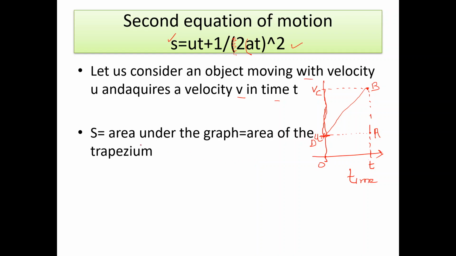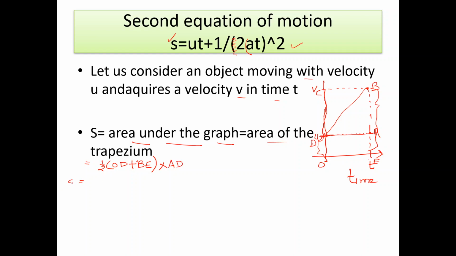You know, displacement in a v-t graph, how do you find it out? Displacement is given by the area under the graph. So what is this figure? Trapezium. You all know the area of the trapezium: it is half into the sum of two parallel sides. One parallel side is OD plus the second parallel side BE, into the height. What is the height of this trapezium? AD.